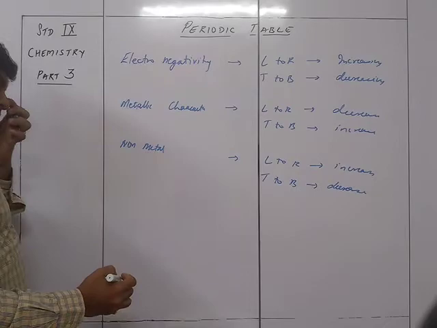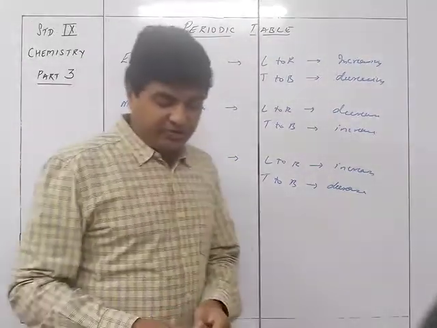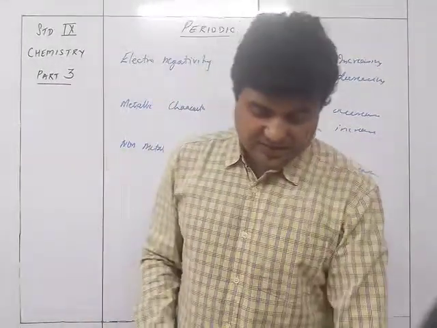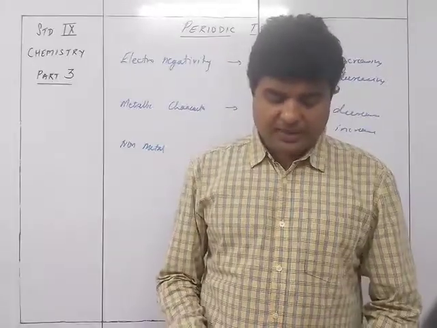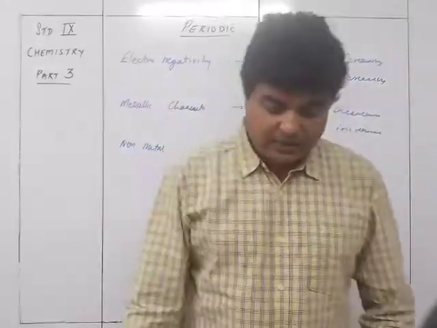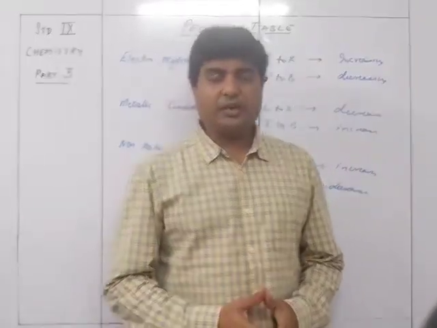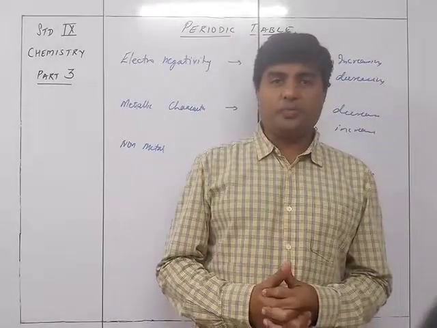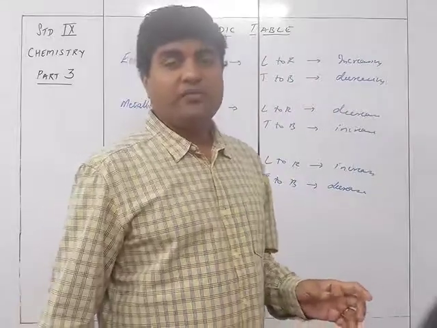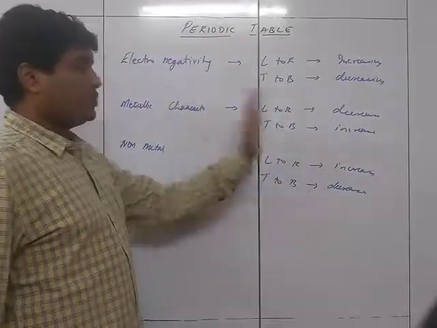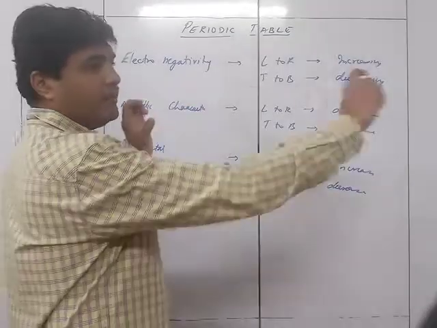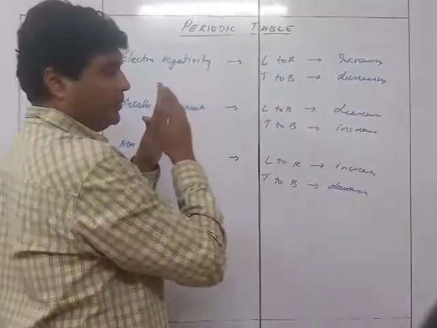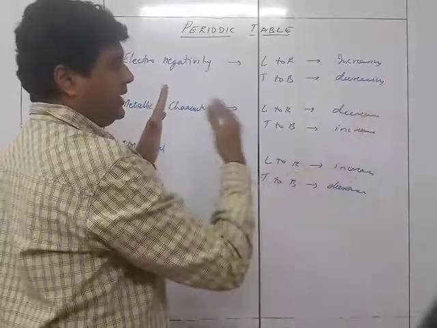I think that is sufficient for the 9th standard. So metals, non-metals, metallic character and electronegativity: this is the periodicity, or you can say the periodic property. What is the kind of transition when you go from left to right? What will happen to the electronegativity if I go across a period from left to right?